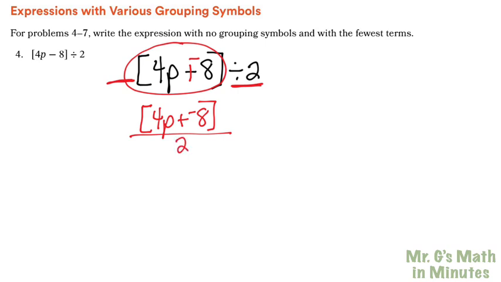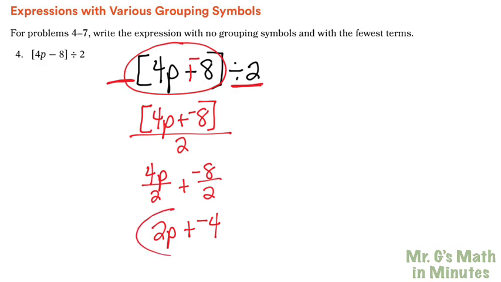Now, again, we can't add what's in the braces together and then divide by 2. So we have to separate it and do 4p divided by 2 plus negative 8 divided by 2. So 4p divided by 2 would give me 2p, plus negative 8 divided by 2 would be negative 4. I don't have any like terms here to combine, so this is as simple and as few terms as I can get this answer.